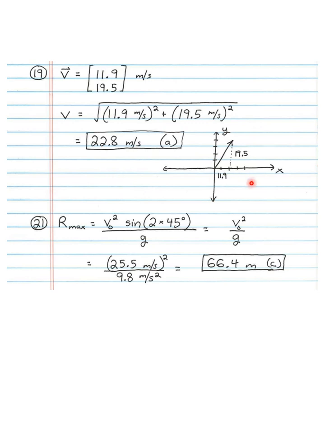Now I've also drawn the picture, and as you can see, it makes a right triangle, and we're looking for the length of that hypotenuse. So 22.8 meters per second.